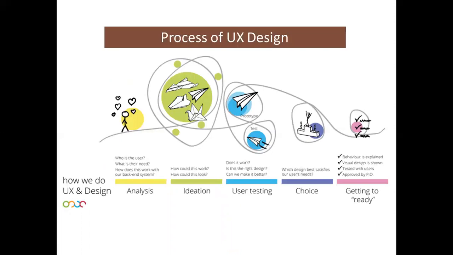This is the process of the UX design, how we do UX and the design. First process is the analysis. We need to find who is the user, what is their need, and how does this work with our back-end system. So we need to analyze our target customers to know what they need and how they will react with the product.